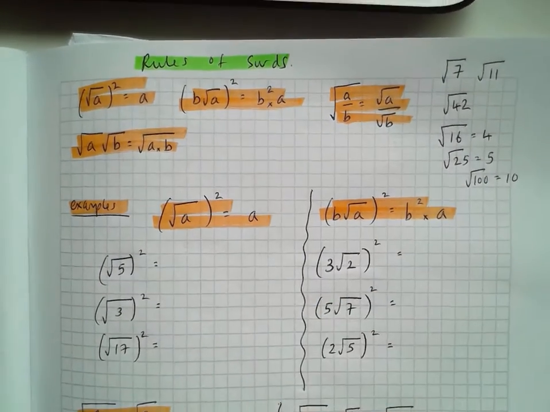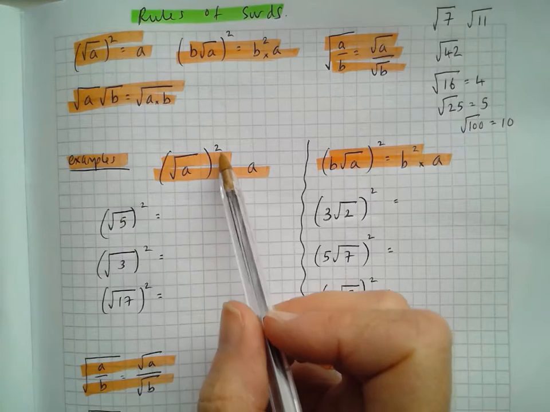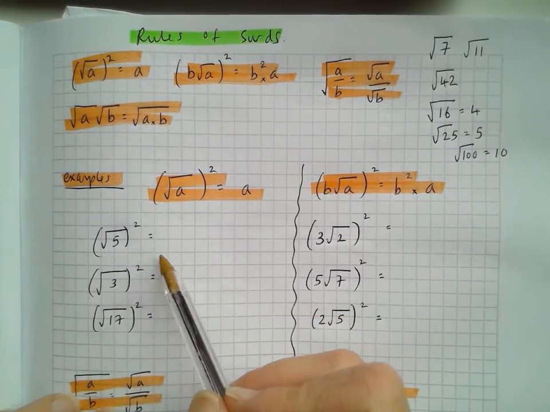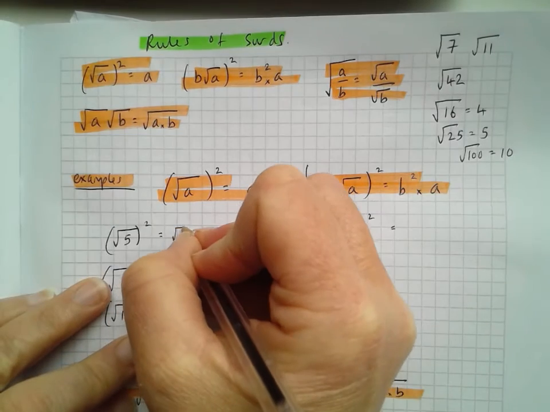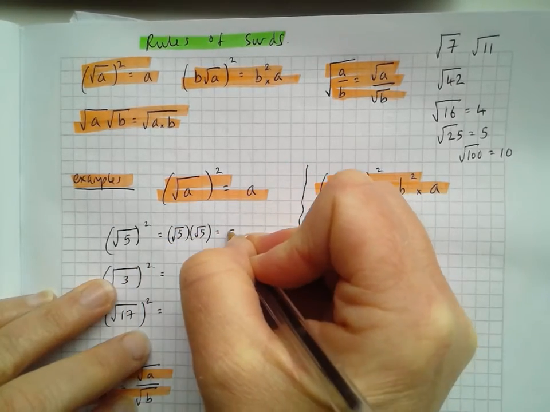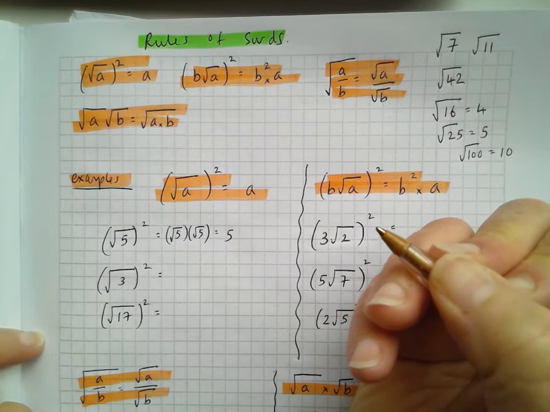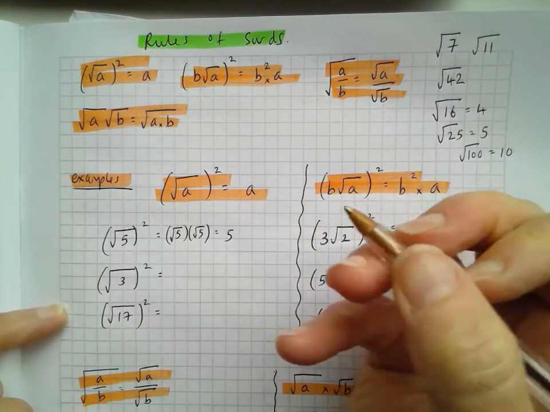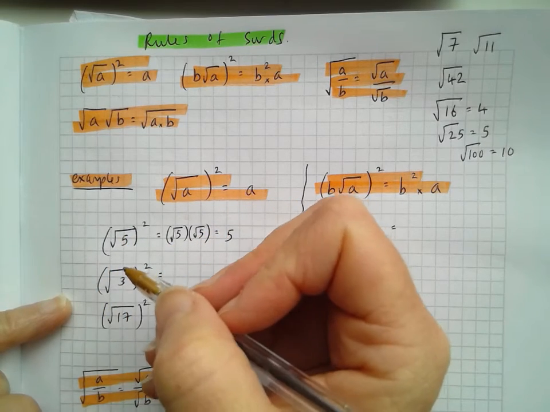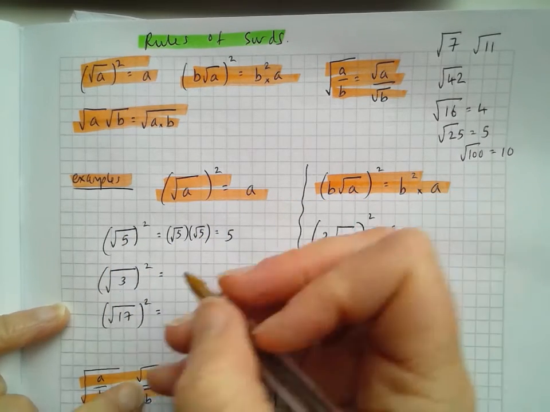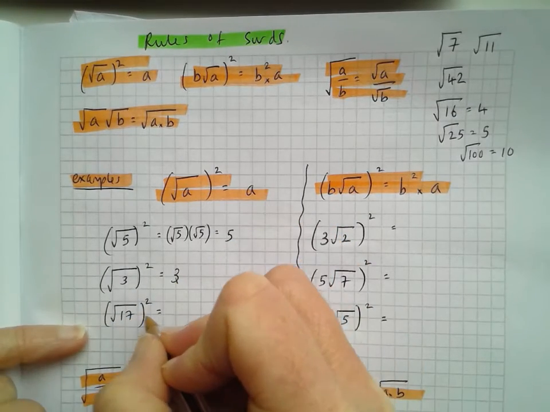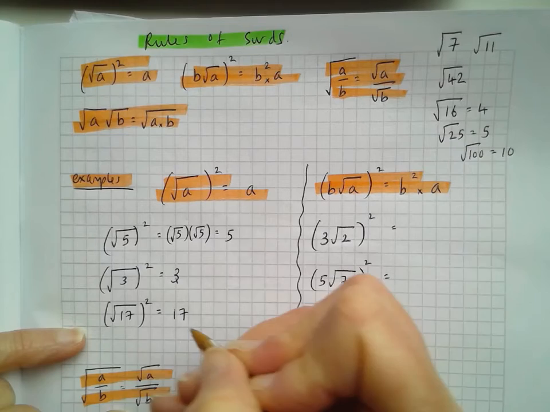So the square root of a all squared equals a. Well, that makes sense, doesn't it? The square root of 5 all squared means the square root of 5 times the square root of 5, which would be 5. Because that would be any number. If we've got its square root and then we square it, we're going to get the number, aren't we? So the square root of 3 squared is 3, and the square root of 17 squared is 17.